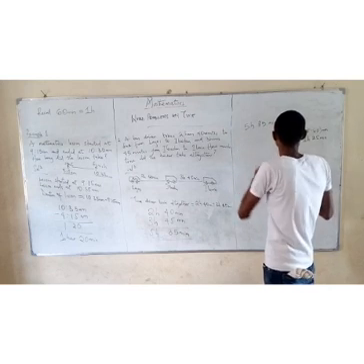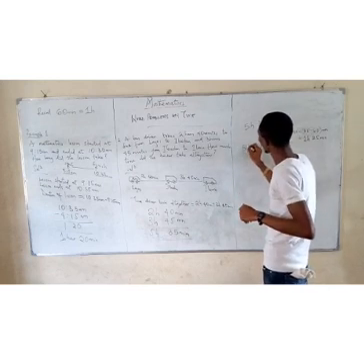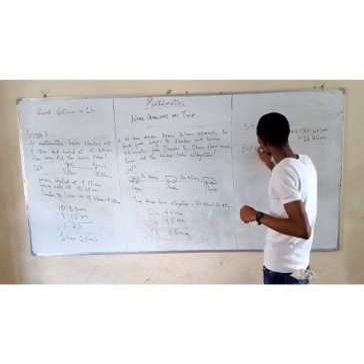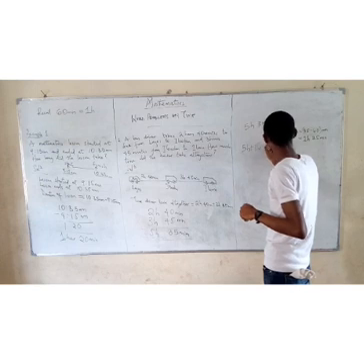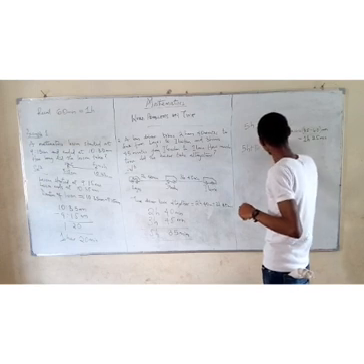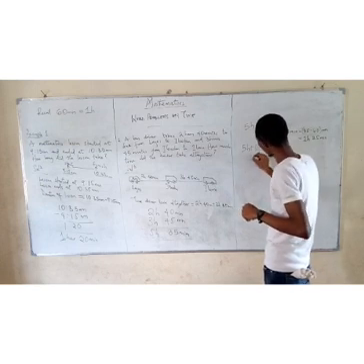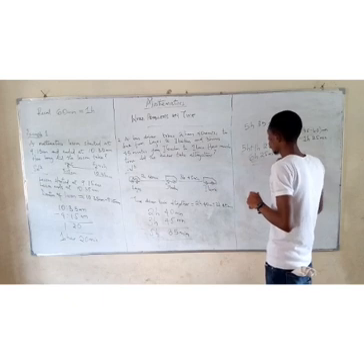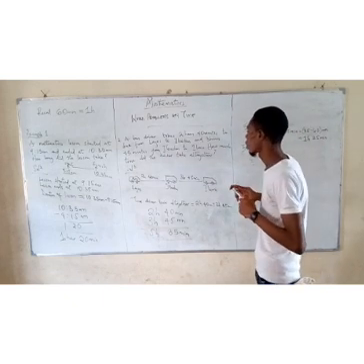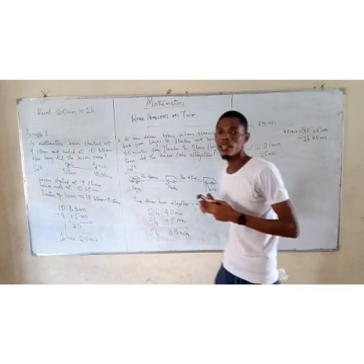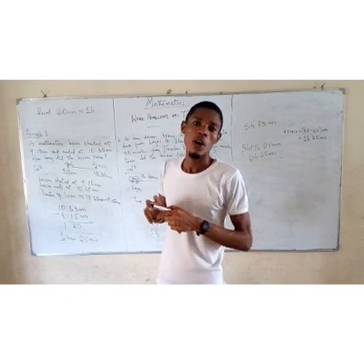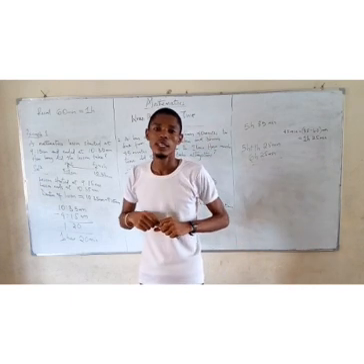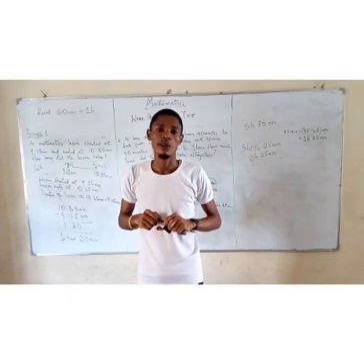So let's add it here. We have 5 hours plus 1 hour 25 minutes. So we have 6 hours 25 minutes as our final answer. So the driver took 6 hours 25 minutes altogether to travel from Lagos to Ilorin.